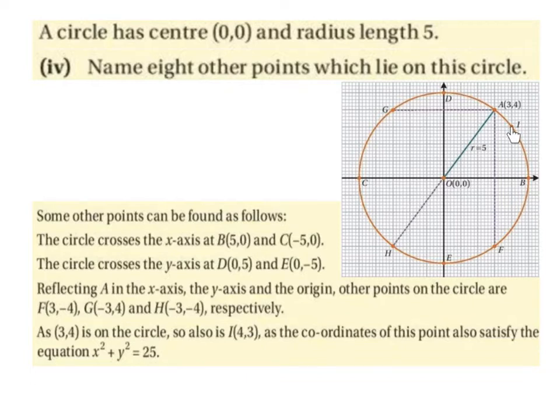So there's the point I, which is 4, 3. As the coordinates of this point also satisfy the equation x squared plus y squared equals 25. Now if you wanted to come up with some other points, you could sub in some x values and find some y values, or vice versa, so long as the equation balances when you do so.